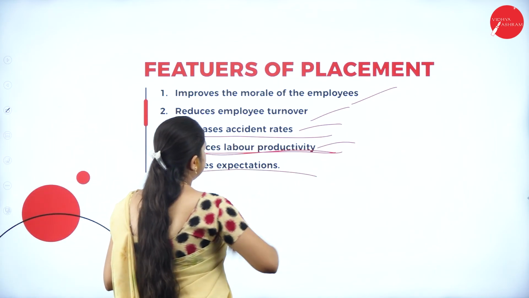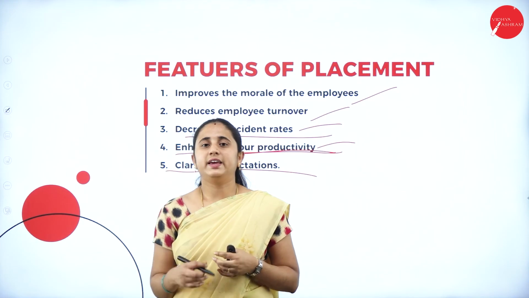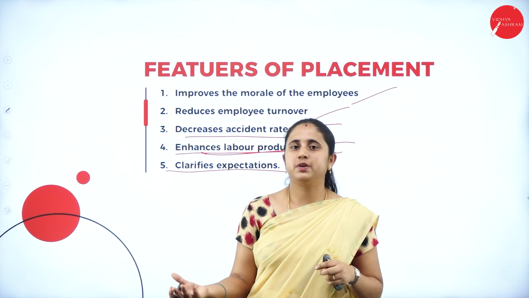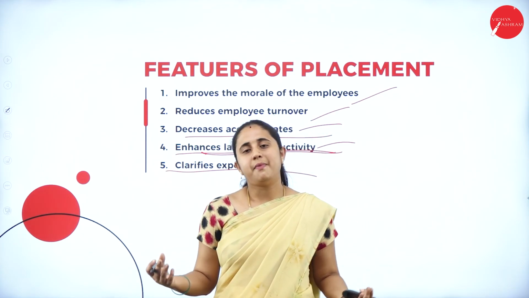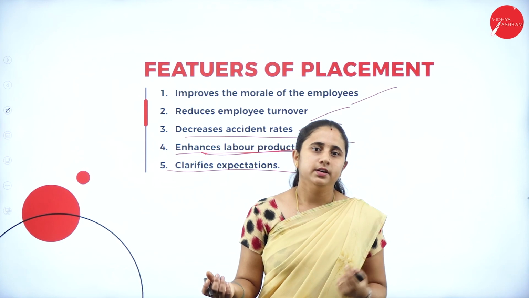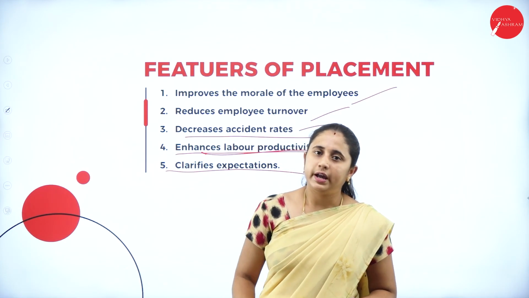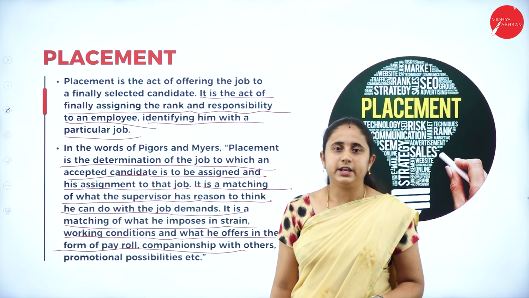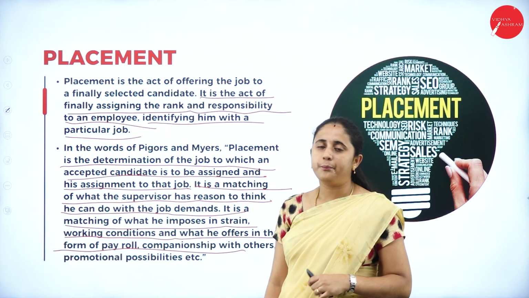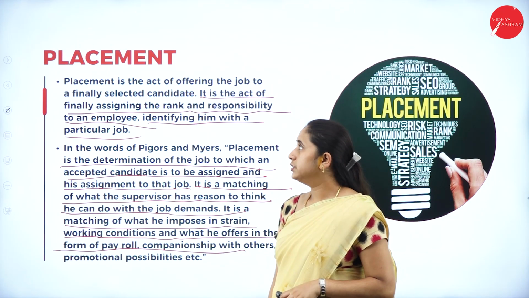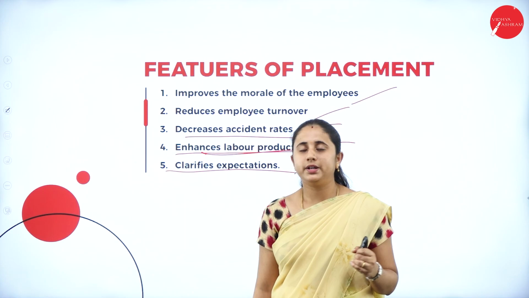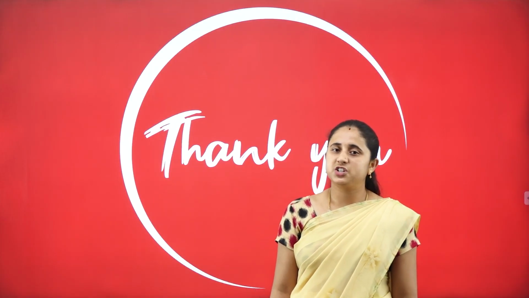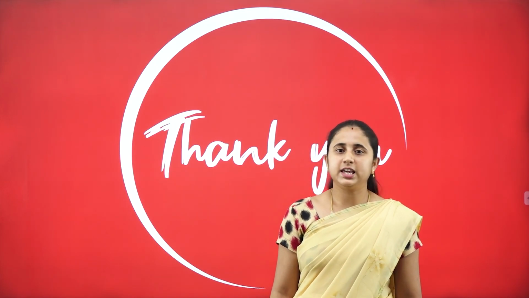Next one, clarifies expectation. Now we know the ability of an individual, and based on that we are going to set expectations, so that we can match the expectation with the actual performance of the individual. So this is all about placement as well as the selection process. This is the last topic under unit 2. With this topic, we finished human resource planning, human resource recruitment and selection. In the coming session, let us start with unit 3. Until then, keep watching. Thank you.